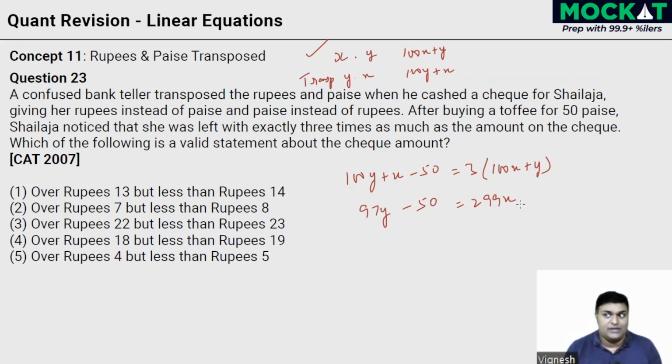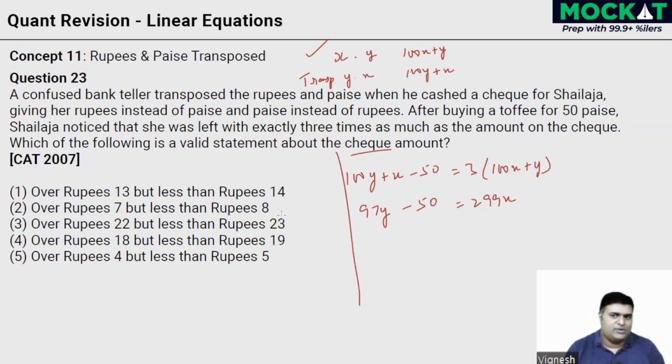And let's look at what is given over here. So Shailaja knows that she was left with this. Which of the following is a valid statement about the check amount? What do I know about x and y? x and y both have to be integers, but the valid statement about the correct check amount is given as between 13 and 14, between 7 and 8, between 22 and 23. How do I find the exact value, right?